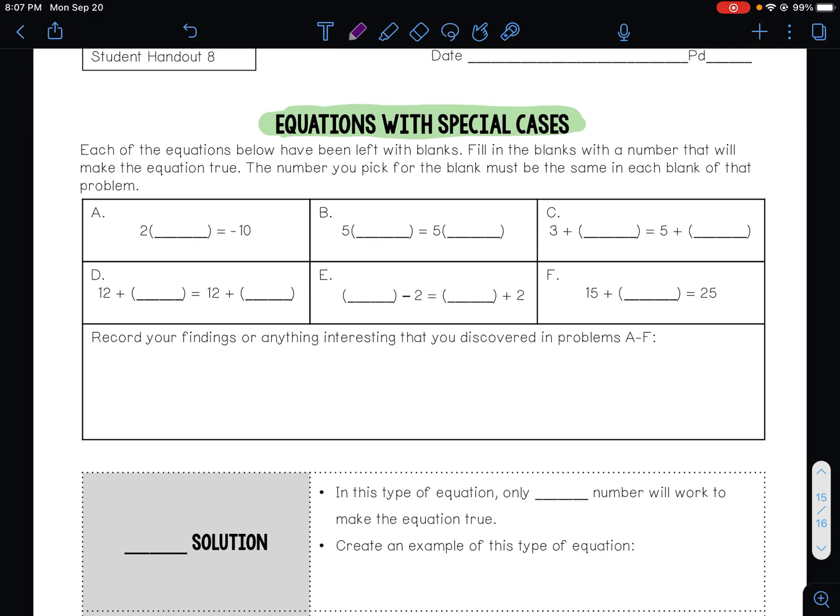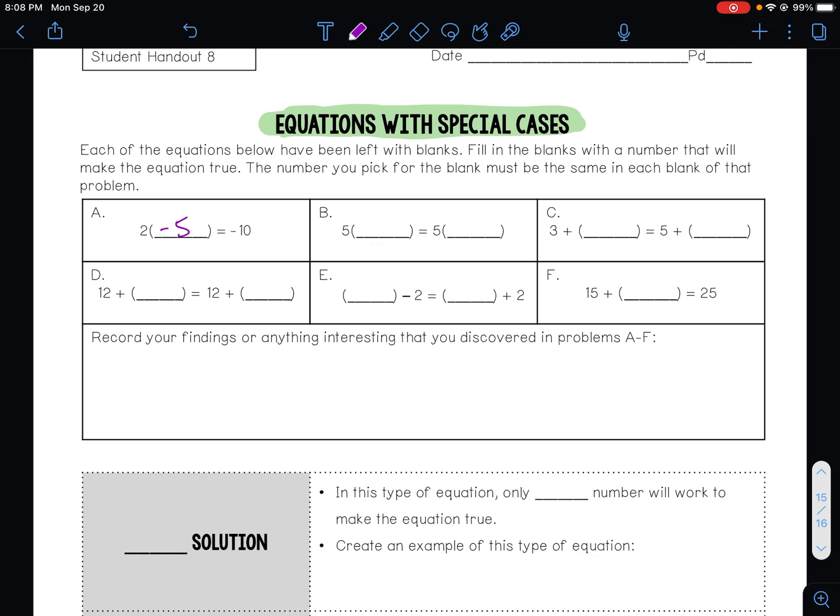A, what number would make this equation true? 2 times something equals -10. Well, 2 times 1? No, 2 times 1 doesn't equal -10. 2 times 5? Well, 2 times 5 is 10, but that's not the same as -10, so we're getting closer. How about 2 times -5? Does 2 times -5 equal -10? It does. So -5 would be the solution.